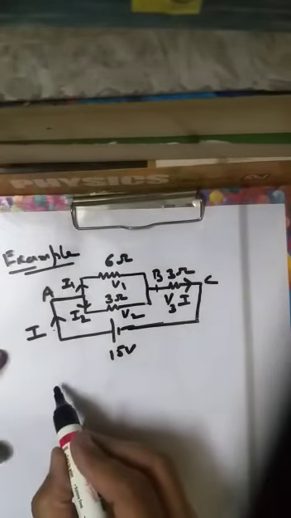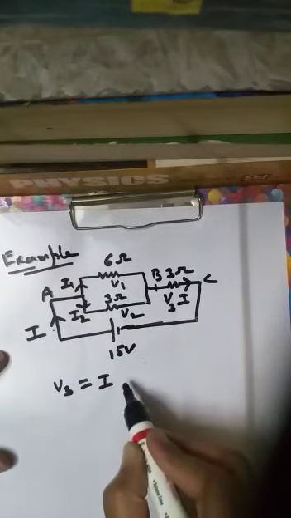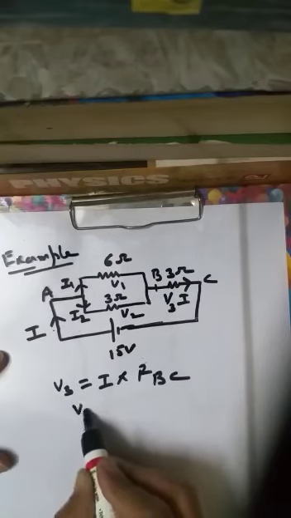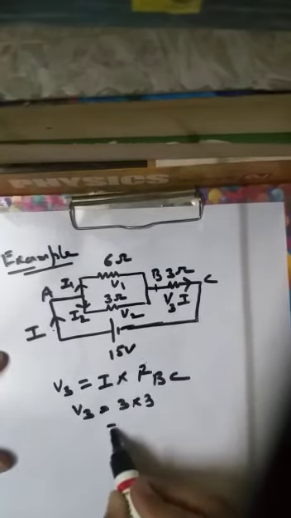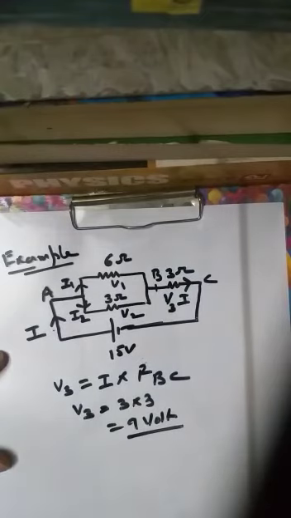Now we calculate V3. V3 is equal to I into resistance between B and C. V3 is equal to 3 into 3 is equal to 9 volt. Because the circuit is in series, the current in the C portion is equal to I, which is 3 ampere.